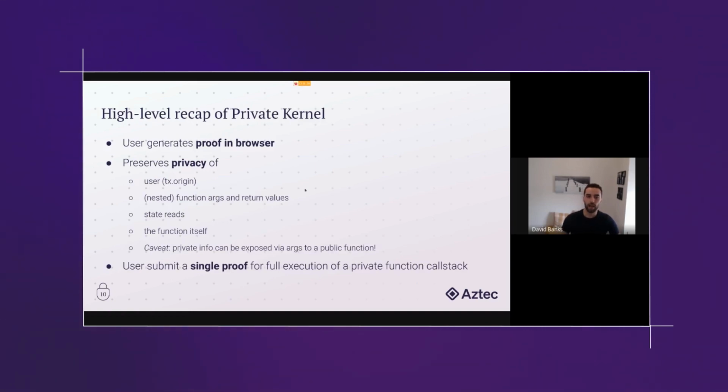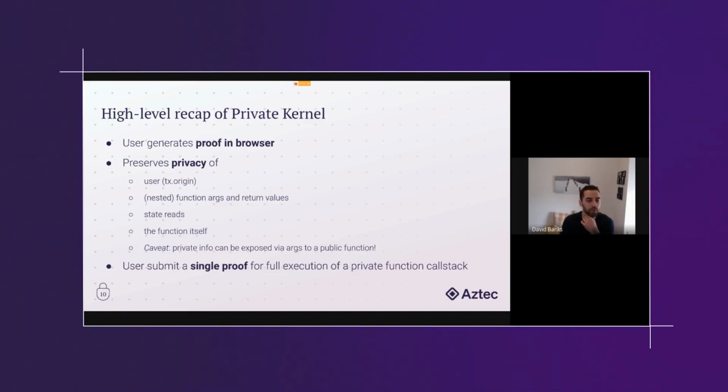So I'll do a high level recap before I move on, before we really dive into the weeds, which is that the user generates the private kernel proof in their browser. It preserves privacy of the user sending the actual transaction request. It preserves privacy of the function arguments and return values, even when those are between nested function calls. It preserves privacy of state reads. So anytime you need to read a private data note, it will be able to preserve privacy of which commitment was read from the tree, even if that commitment itself means nothing to somebody. It still even preserves which note you grabbed from the tree.